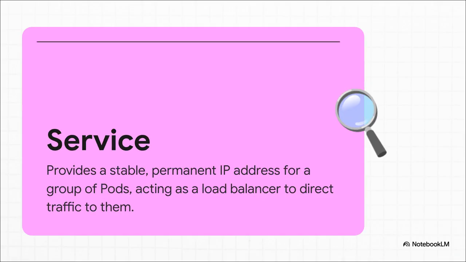A service gives you a single, stable IP address and a predictable name that will never, ever change. It sits right in front of your group of ever-changing pods. So when a request comes into the service's permanent address, it just intelligently forwards it to any one of the healthy pods behind it. It's kind of like a permanent P.O. box for an apartment building where the residents are constantly changing.